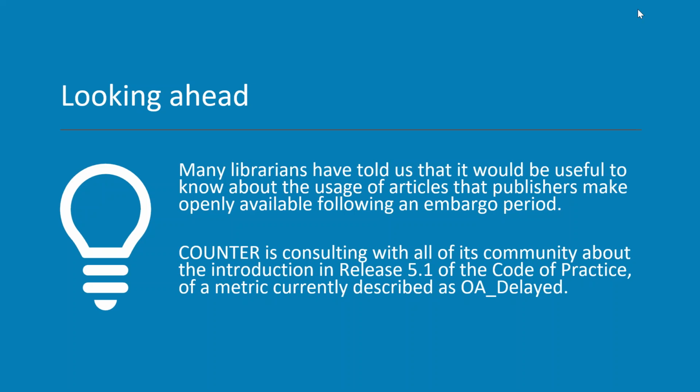We did some consultation last year, and I would say that there was about 70% in favour of having a new metric type which would identify that post-embargo open content. And that is something that the Counter Executive Committee is looking at. We would clearly give publishers a lead time for implementation if that goes ahead, but it's certainly something that we're looking at in the future.